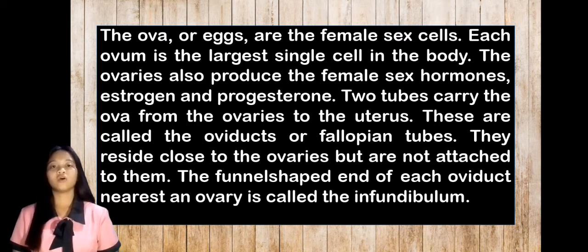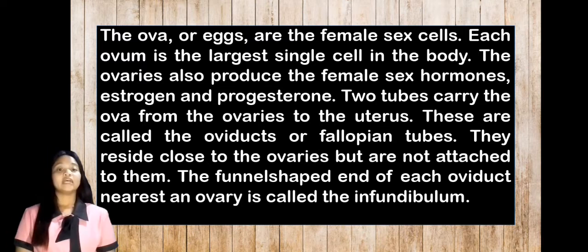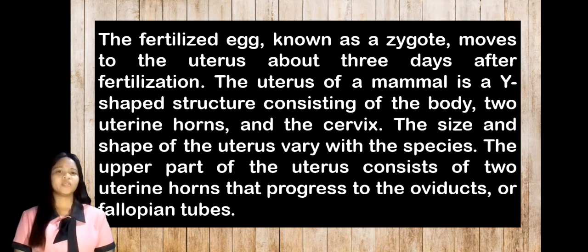2 tubes carry the ova from the ovaries to the uterus. These are called the oviducts or fallopian tubes. They reside close to the ovaries but are not attached to them. The funnel-shaped end of each oviduct nearest an ovary is called the infundibulum. The fertilized egg, known as a zygote, moves to the uterus about 3 days after fertilization.